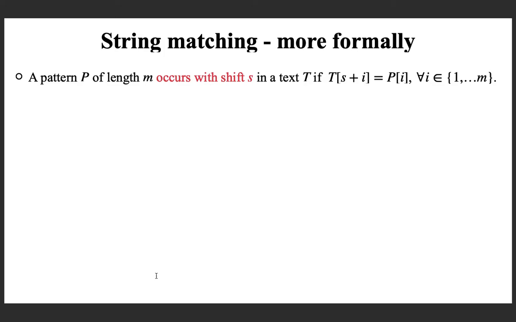Now, a pattern P of length m occurs with a shift S. This is a very important concept for string matching algorithms. An example can make it very clear what a shift is. A pattern of length m occurs with a shift S if, from the next position after that shift, where the shift is a natural number, the next m characters in the text are the characters in the pattern in the required order.